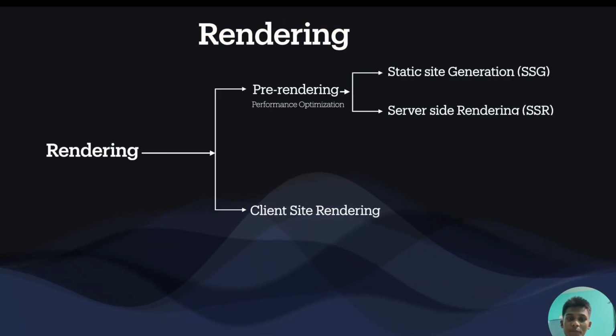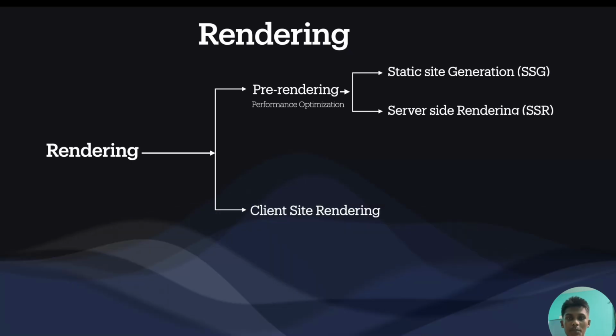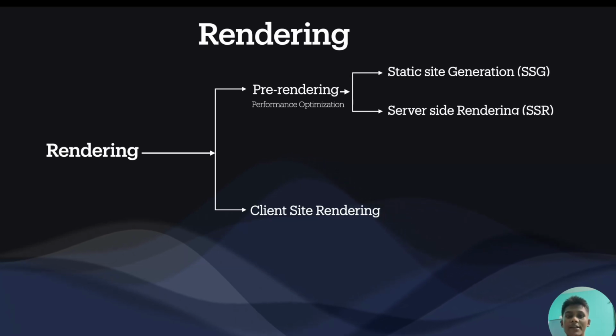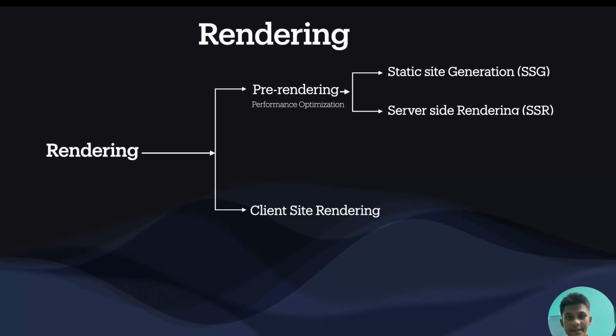There are two types of rendering: pre-rendering and client-side rendering. Pre-rendering is further divided into two types: static site generation and server-side generation. Up next, we will discuss these two types. Let's understand client-side rendering.